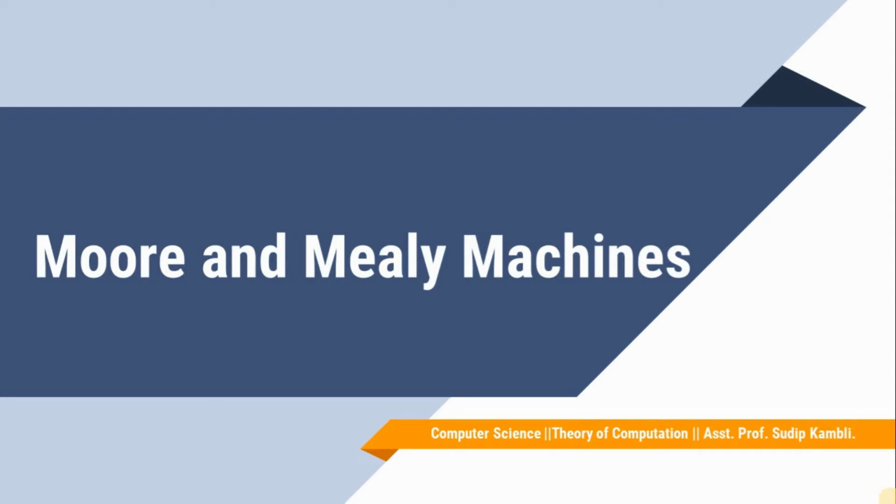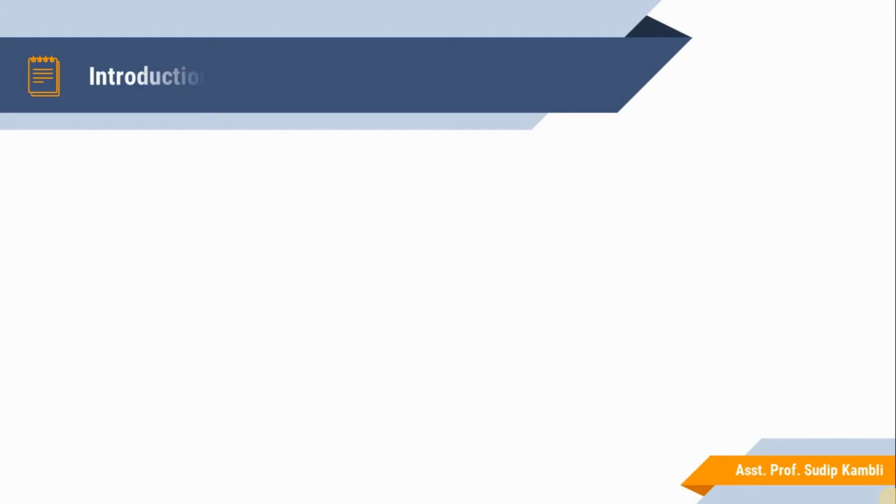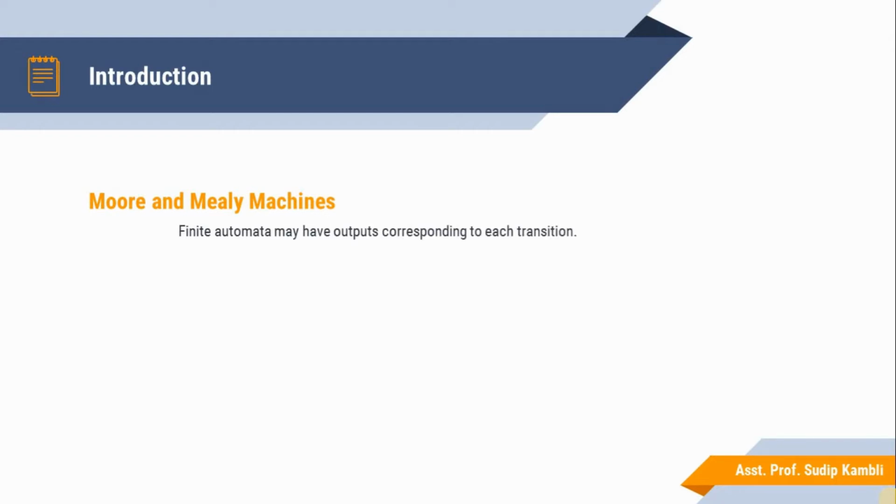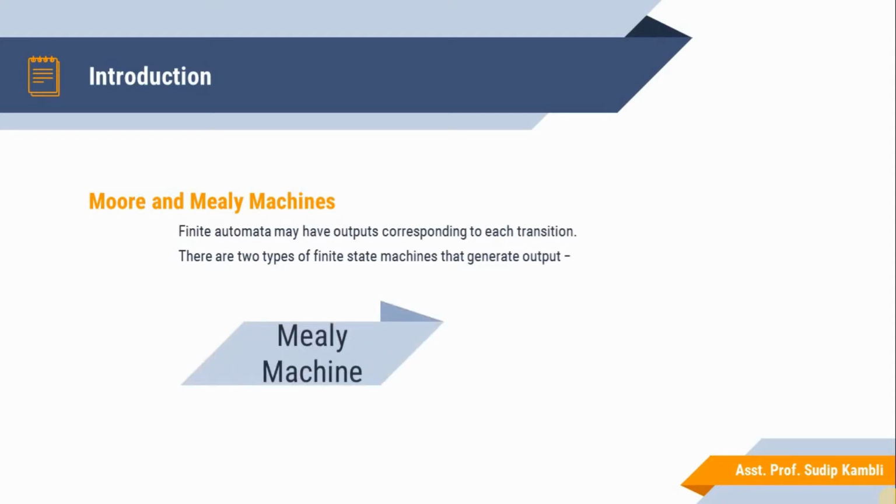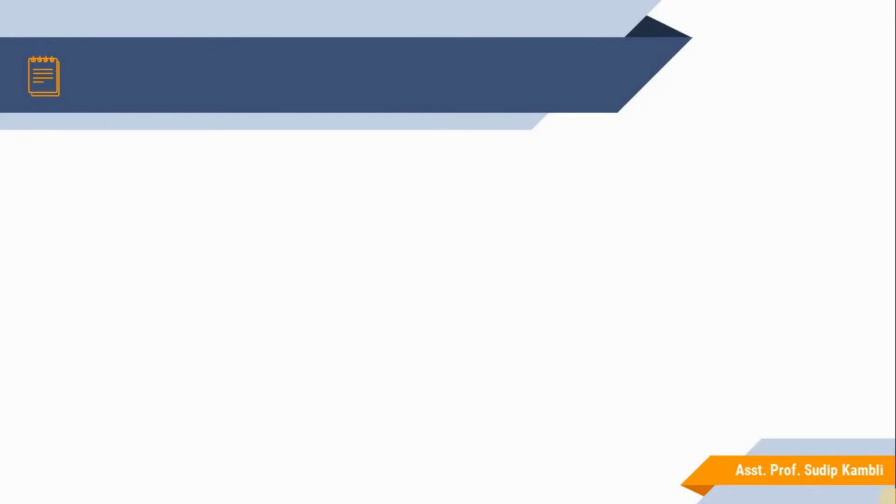So today we are going to learn about Moore machine and Mealy machine. First, the introduction to Moore machine and Mealy machine. Moore and Mealy machines are finite automata that may have outputs corresponding to each transition. There are two types of finite state machines that generate outputs. First is the Mealy machine and second is the Moore machine. In this part we will learn about the Mealy machine.